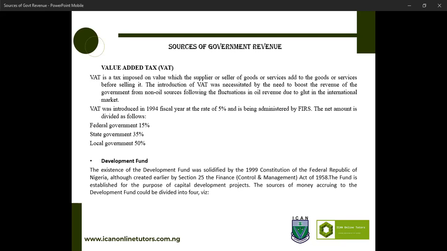The introduction of VAT was necessitated by the need to boost the revenue of the government from non-oil sources following the fluctuations in oil revenue due to a glut in the international market. VAT was introduced in the 1994 fiscal year at the rate of 5% and is being administered by FIRS. The net amount is divided into the following.